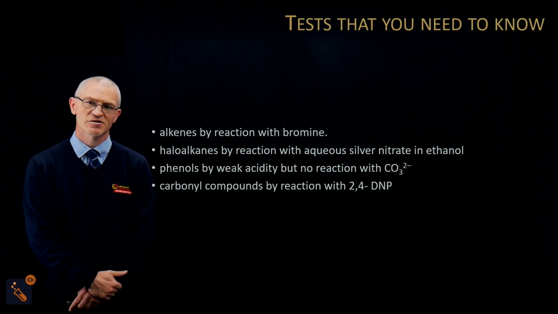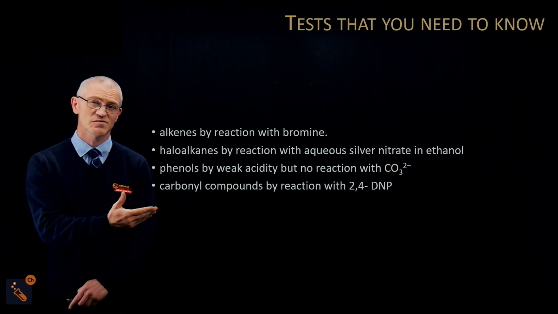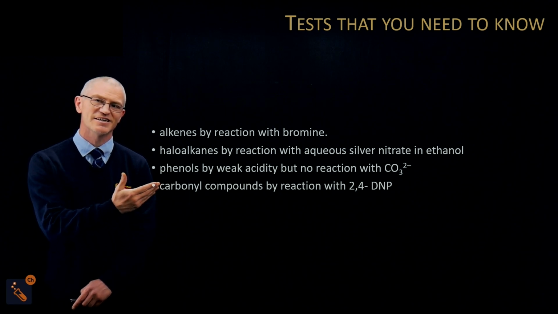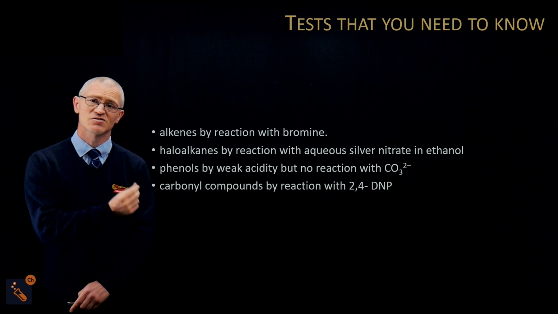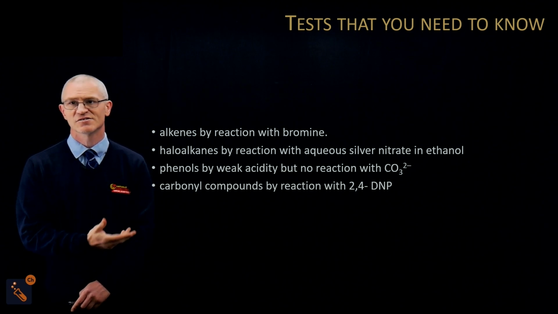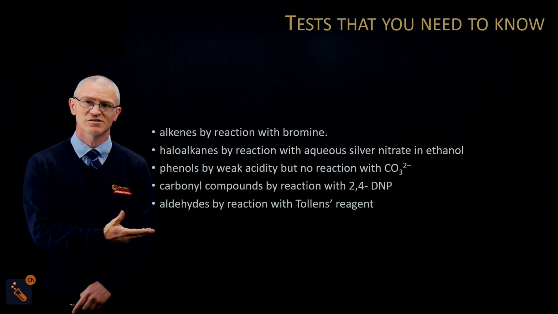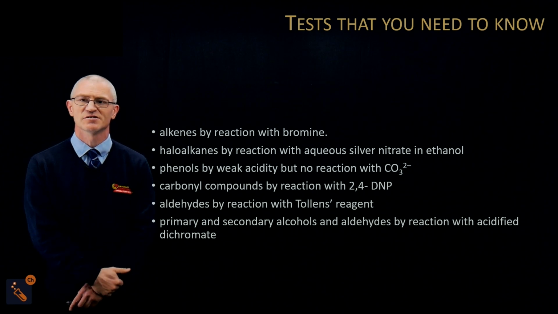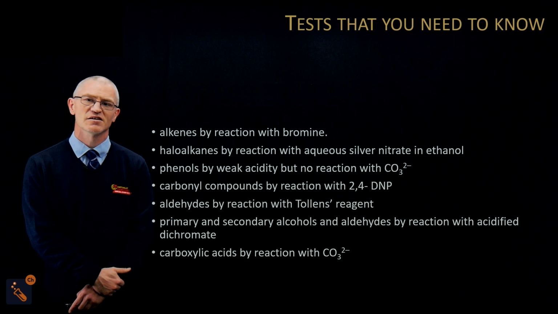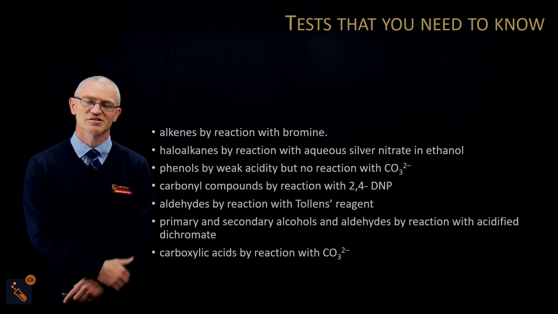So carbonyl compounds are identified by reaction with 2,4-DNP, specifically ketones. So if you want to identify a ketone, it's really good to use 2,4-DNP. Aldehydes can be done with Tollens', which is the next one. Also, primary and secondary alcohols and aldehydes by reaction with acidified dichromate, that orange to green colour. And lastly, carboxylic acids by reaction with a carbonate, usually sodium carbonate.